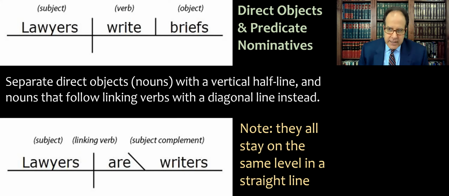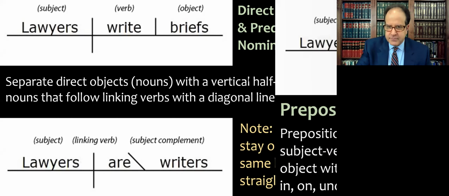Sometimes we have indirect objects, of course, like I gave Sam a present, right? Where we have two nouns. We have Sam, who receives it, and then the present, and we might use a diagonal line for that as well. Well, let's move on.